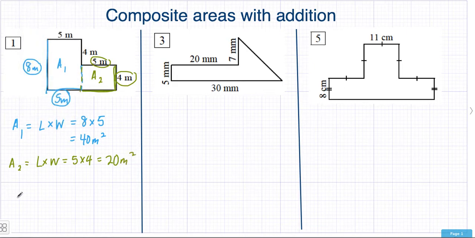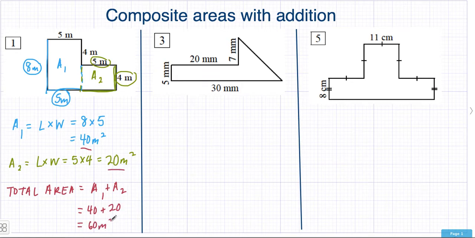Now once we've found the two areas, what we need to do is find the total area. We find the total area by adding those two areas together. So we can see you've got 40 and 20. So the total area for this shape is 60 square meters. That means the area inside this entire thing that I've just drawn in red, all of that area is the 60 meters squared. So for each of these examples you do, it's great if you have colours too, because you can really divide it up into pieces.